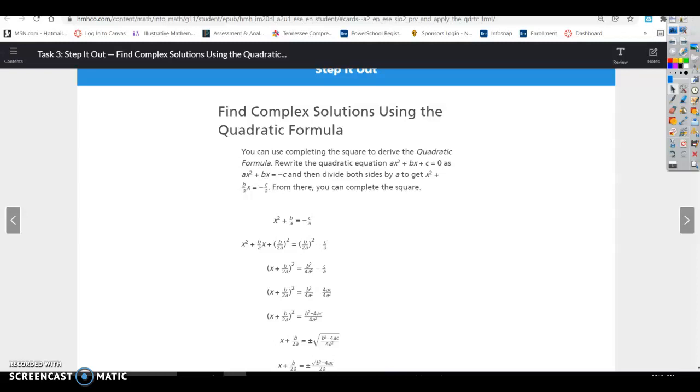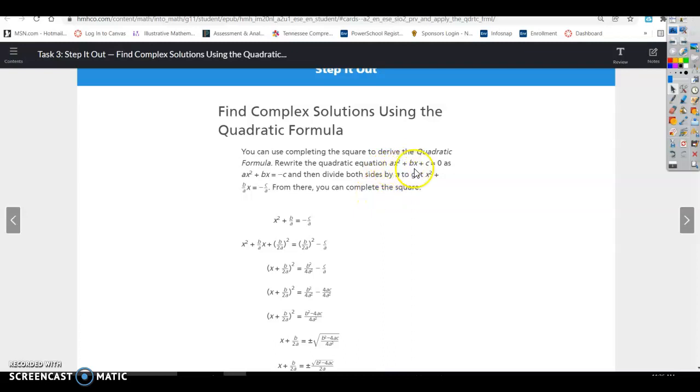You can use completing the square to derive the quadratic formula. Rewrite the quadratic equation ax squared plus bx plus c equals 0 as ax squared plus bx equals negative c. And then divide both sides by a to get x squared plus b over a x equals negative c over a. From there you can complete the square.